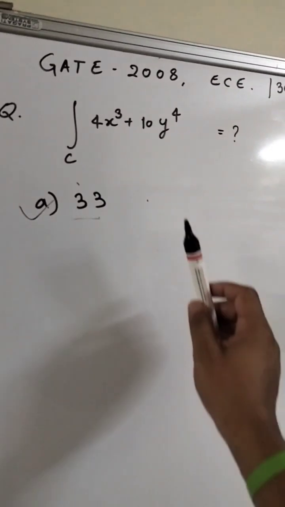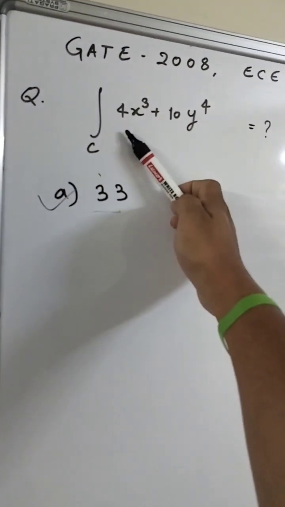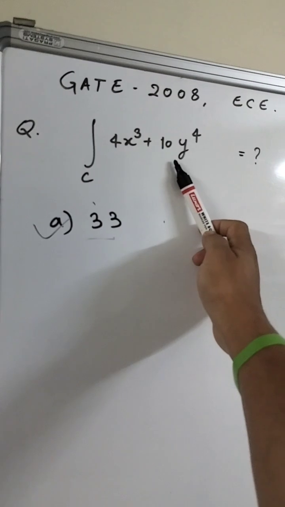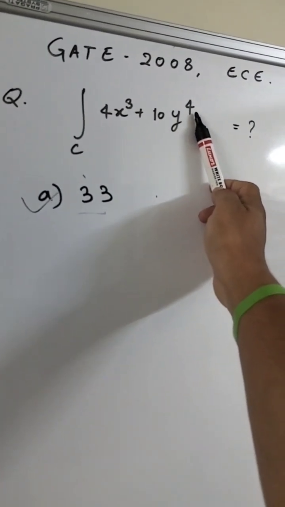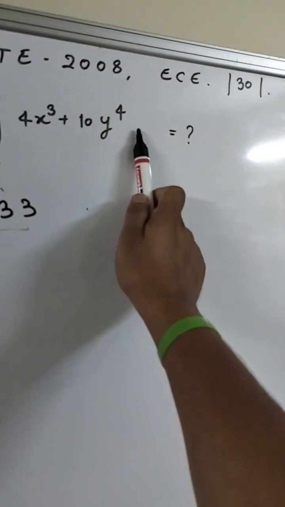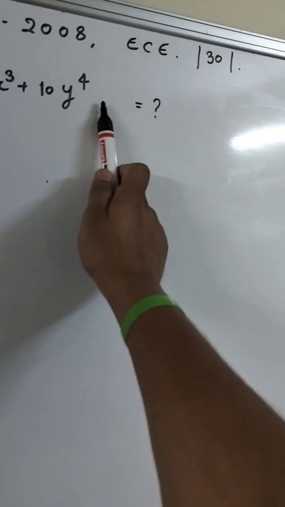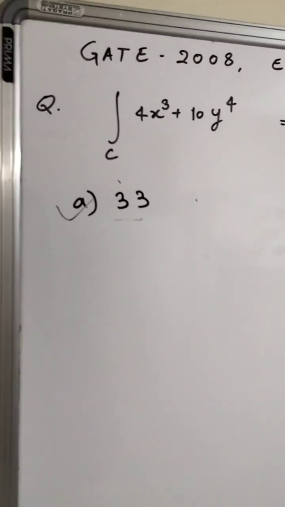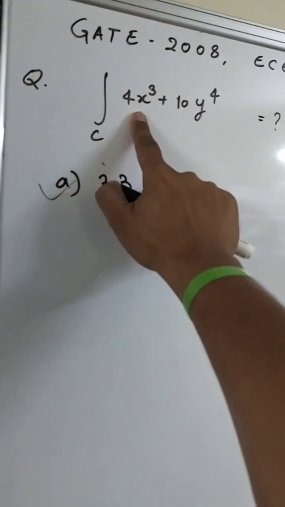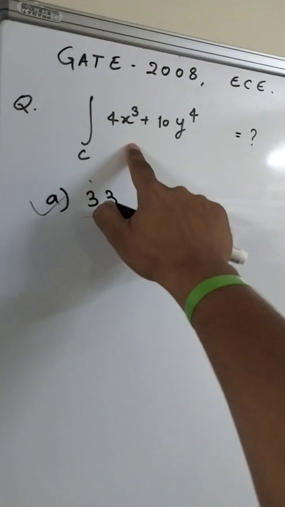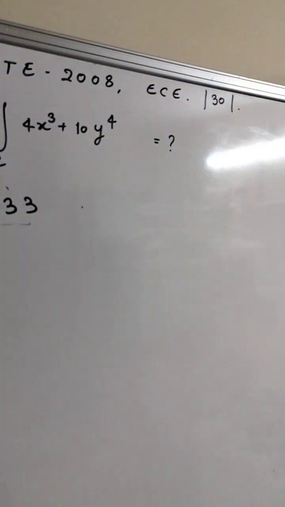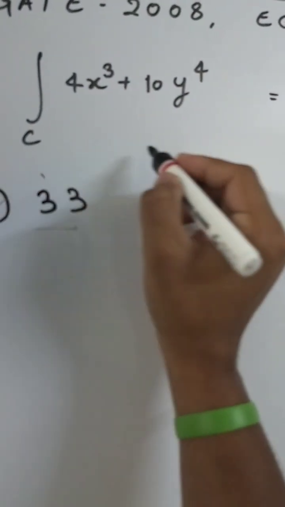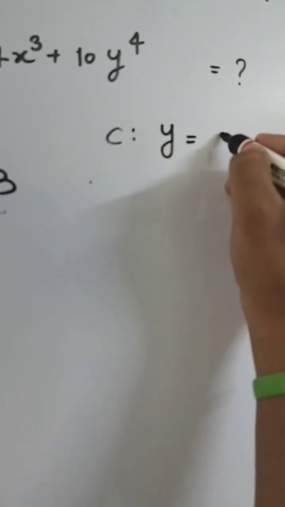The speciality is, the question is being said like this in the word problem: find the integration of 4x cube plus 10 y to the power 4 along the curve. There is no dx, there is no dy. Being dx means along the x-axis, being dy means along the y-axis. But it was being said, find the integration of this function along a straight line segment. And the equation of the straight line segment is y equals 2x.